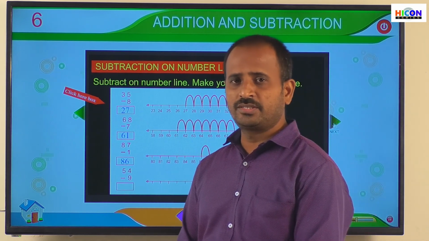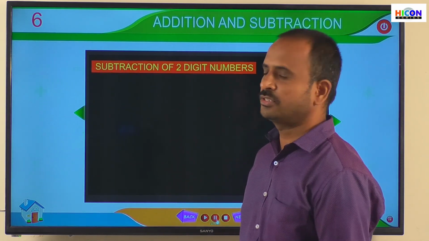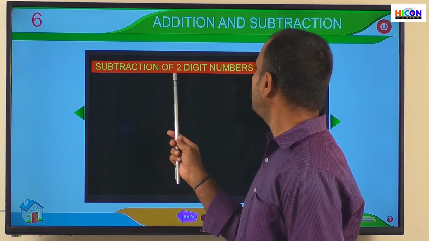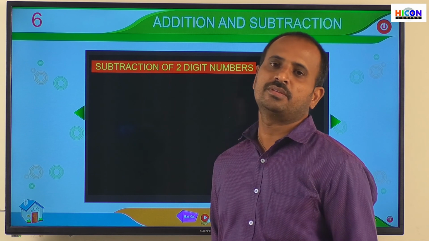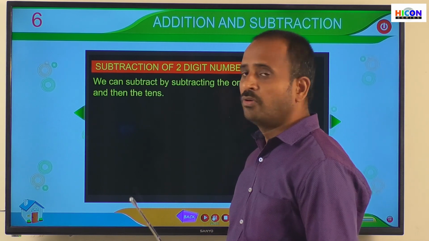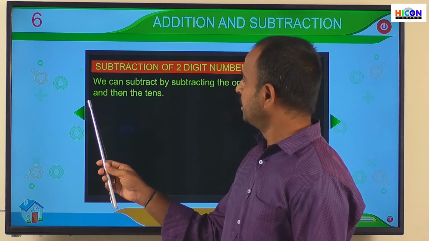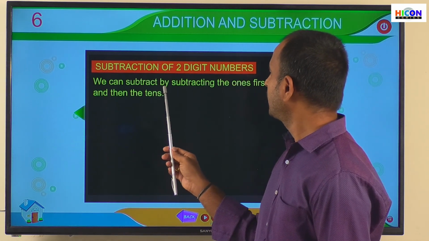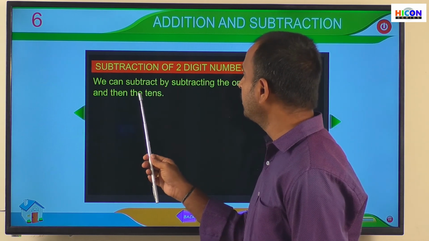And now let us go to the next topic in this chapter. So what is the next topic here? Subtraction of two-digit numbers. So children, how can we subtract two-digit numbers? Look at the screen here. We can subtract by subtracting the ones first and then the tens.